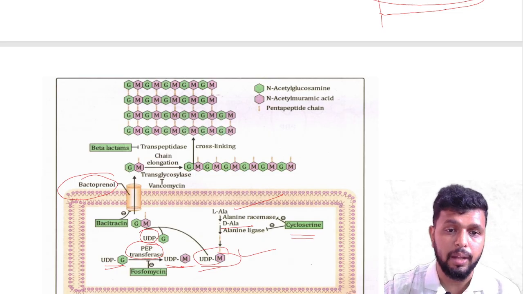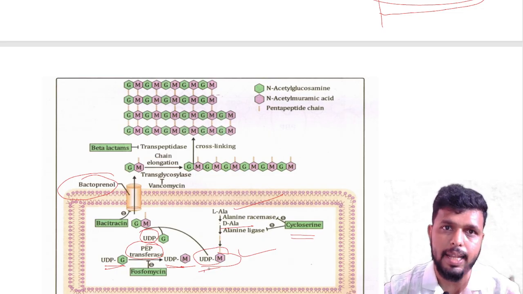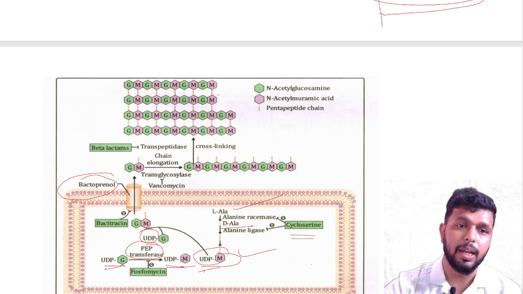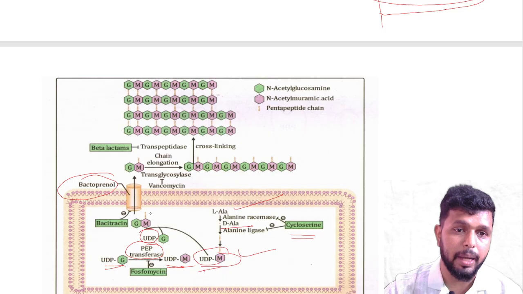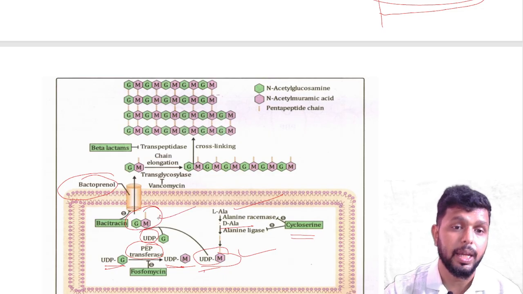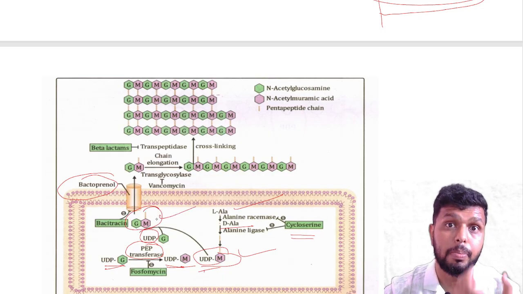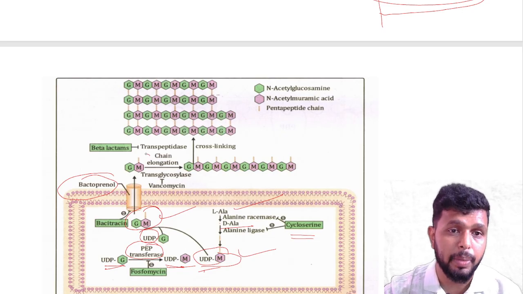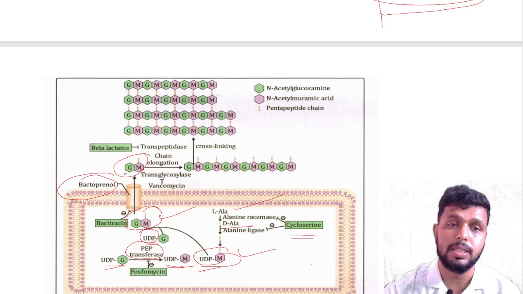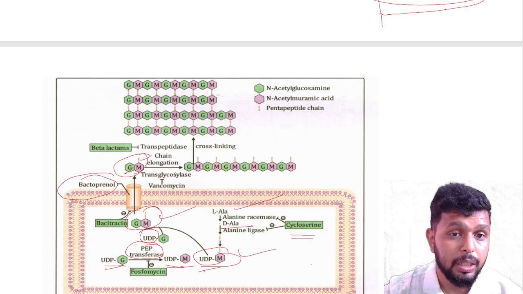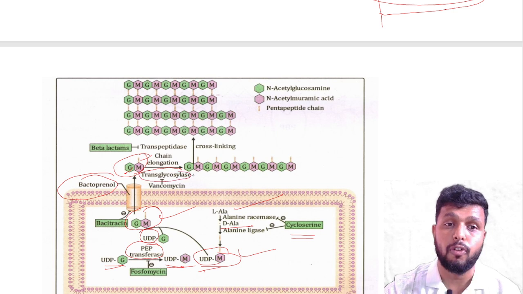It will take only N-acetyl muramic acid pentapeptide chain and N-acetyl glucosamine. As you can see in this picture, N-acetyl glucosamine and N-acetyl muramic acid pentapeptide chain will be transferred outside the cell. Okay, this is N-acetyl glucosamine, N-acetyl muramic acid pentapeptide chain. After that, the transglycosylase enzyme will be helpful for chain elongation.